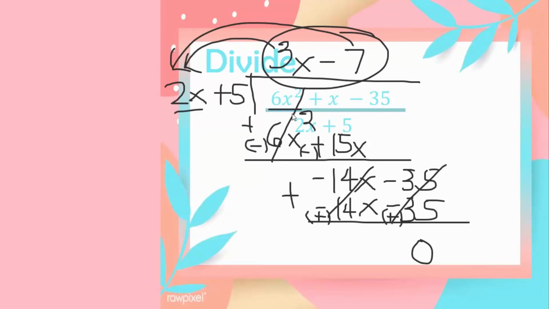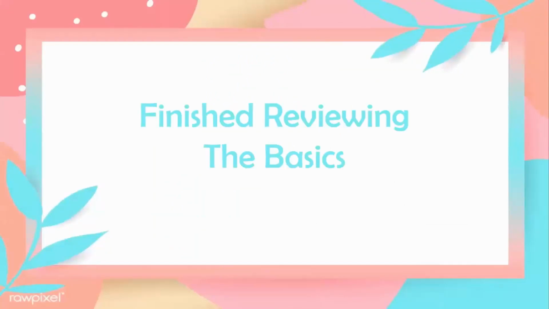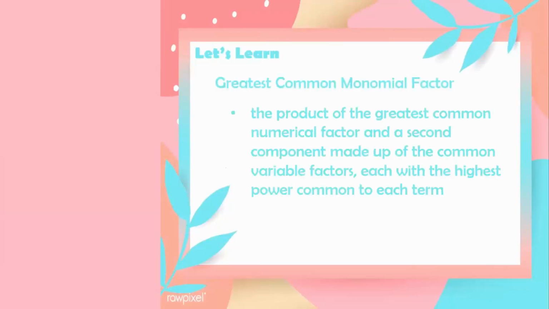Okay, so tapos na tayo dito sa pag-review natin ng mga basics. So we already have reviewed yung paano natin makuha yung GCF ng number at yung pag-divide ulit ng mga polynomial. Okay? Now, this time, we are going to go to our proper lesson. Factor na natin yung polynomials with a common monomial factor. Okay? So, ano nga ba yung greatest common monomial factor?